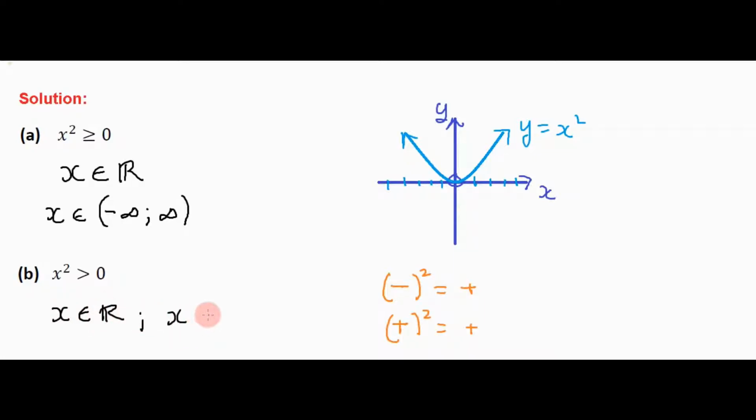but x cannot be 0. And just to reiterate, x cannot be 0 because 0 squared won't give us a positive answer. It will give us 0.